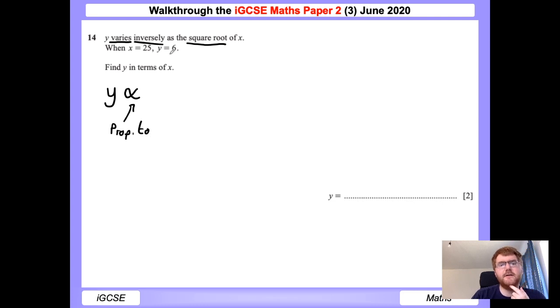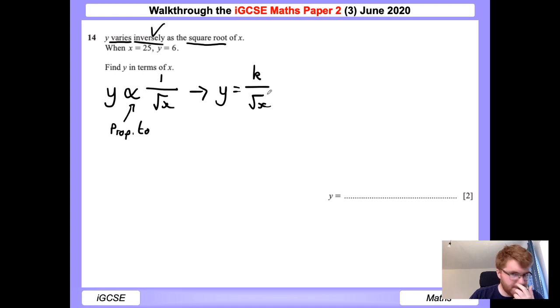Now we've got inverse, so we need to write this as 1 over. Okay, so that ticks off the inverse part. And then the square root of x. So then we put the square root of x. And now we want to write this as an equation. The way we do that is we replace the fish symbol with an equals and replace the 1 with a k. So we get y equals k over root x. So that's our equation.